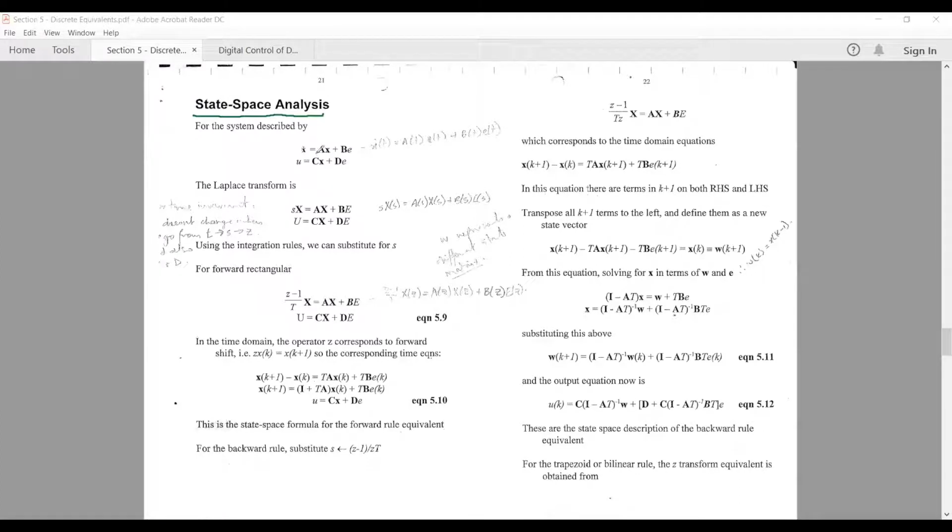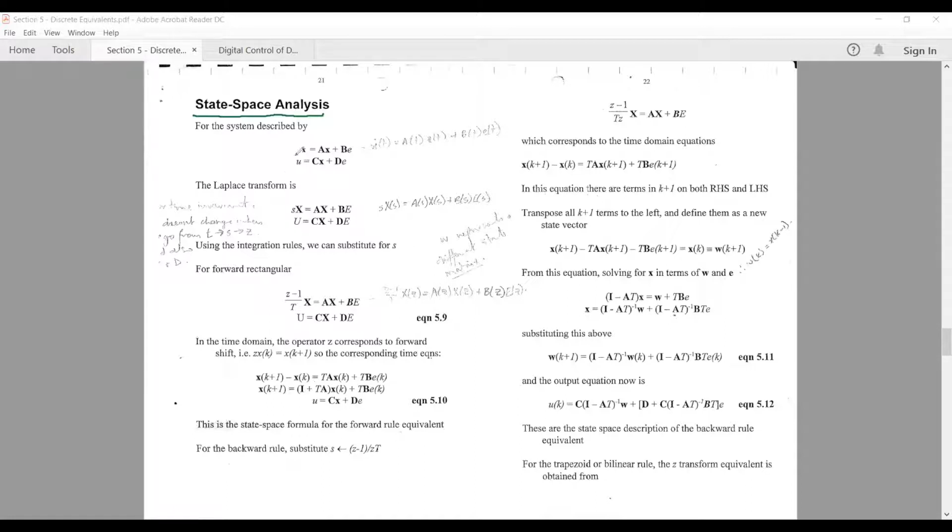In this system, the functions x, e and u are in terms of t. So we need to apply Laplace transforms before we can do substitution of forward, backward, and trapezoidal techniques.